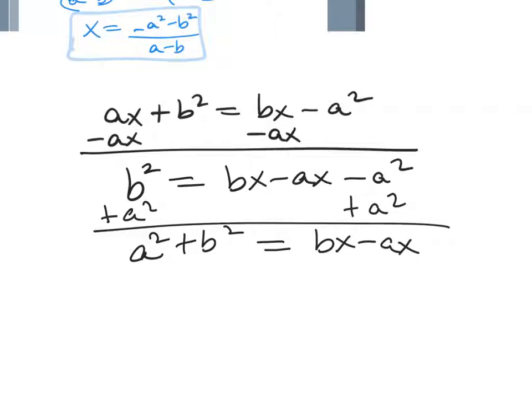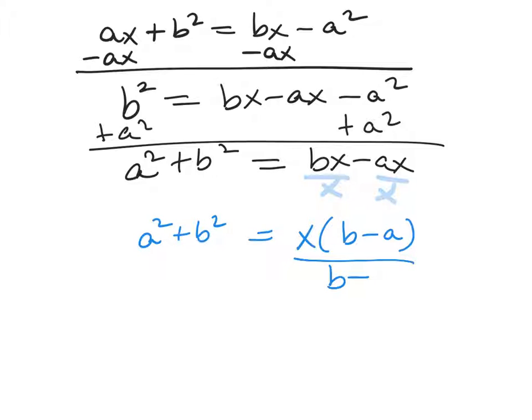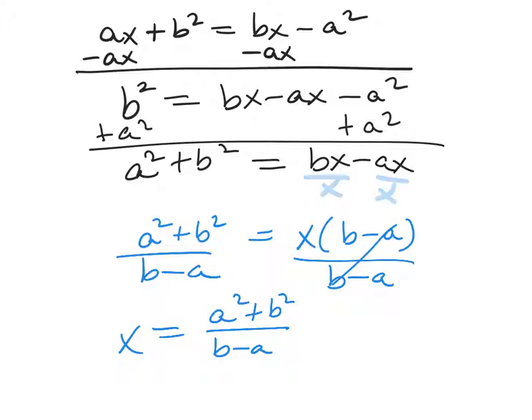Again, divide by the GCF of x, and then you're left with x times b minus a, squared plus b squared, divide by b minus a, and that's your final answer. So x is equal to a squared plus b squared over b minus a.